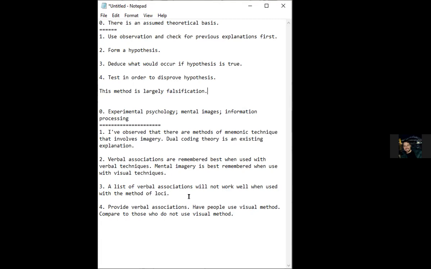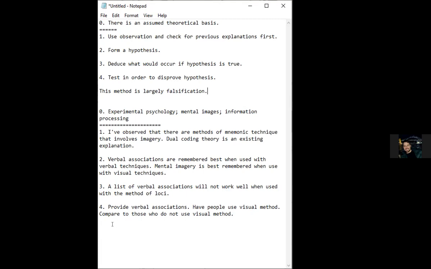So I just give you some verbal associations. I give you the list, tell people to use the method, then compare it with somebody not using a visual method, and see which is stronger. If it's stronger on the visual, then you disprove it. So then you disprove number 2.